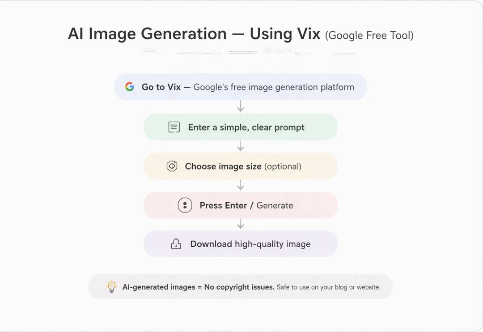Now, here's something really important. Images generated by AI tools like this do not carry copyright restrictions. So if you use them on your blog or website and label them as AI-generated, you are generally safe from copyright issues. This is a huge advantage for content creators who need visuals quickly and affordably.